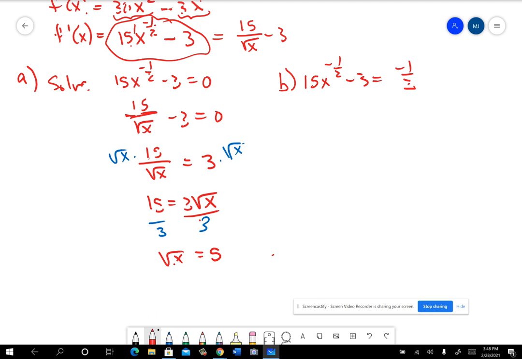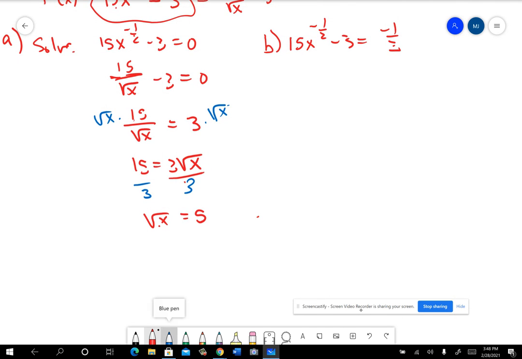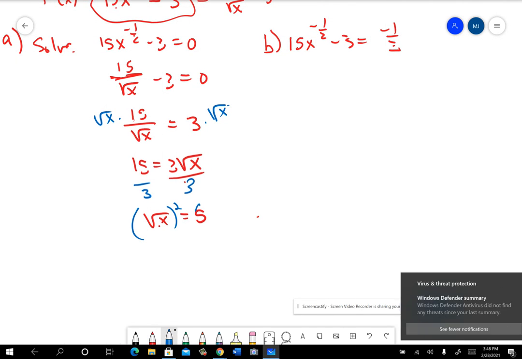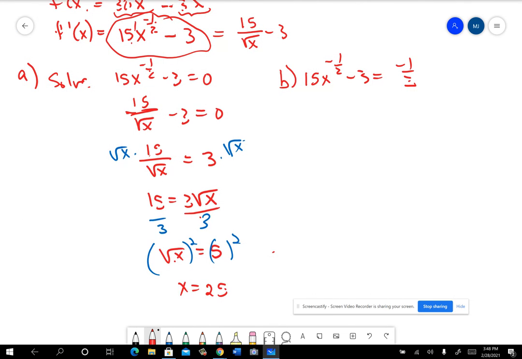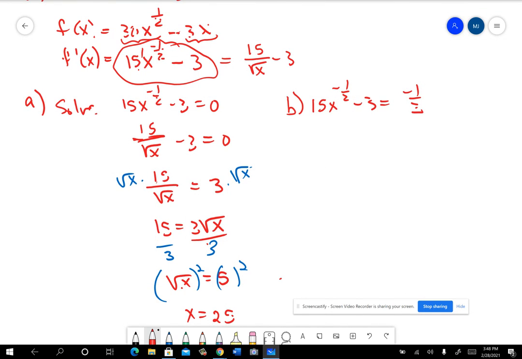I just moved it so the square root of x was on the left. So now I'm going to square both sides, and I get that x would equal 25. Now there's a chance that that could lead to an extraneous solution, so you really should double check, but that's fine. When you plug in 25 right here, the square root of that is 5, you'd get 3, 3 minus 3 is 0, so that would be just fine.